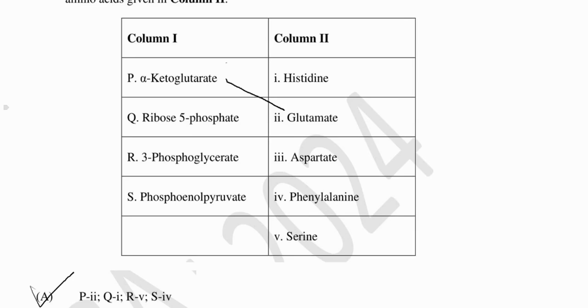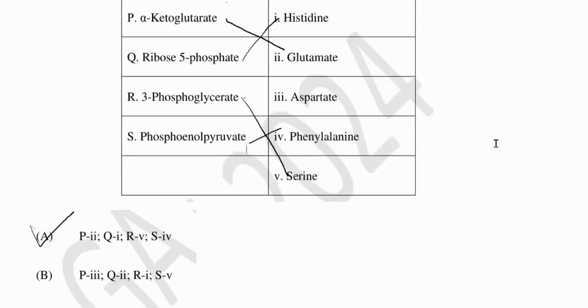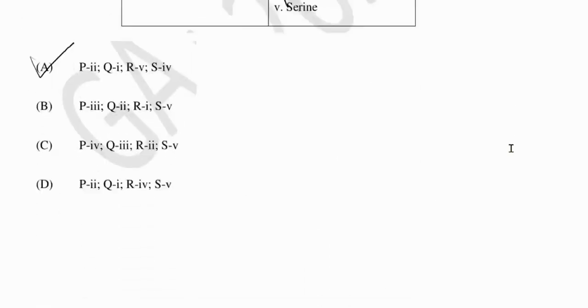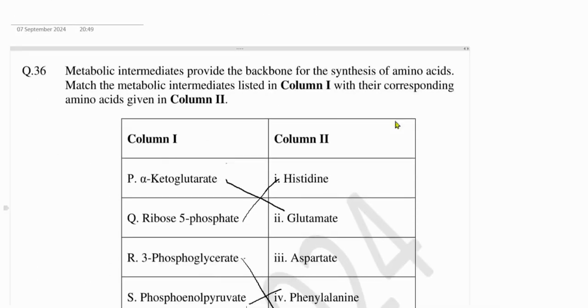Of course, it's pretty common, it's pretty obvious from the name itself. Ribose 5-phosphate is involved in the synthesis of histidine, and 3-phosphoglycerate is involved in the synthesis of serine, and phosphoenol pyruvate is involved in the synthesis of phenylalanine. So if you can remember these as facts in your brain, then it's going to be a short question, and I believe this question will have a greater weightage because there are so many facts that you need to remember here.